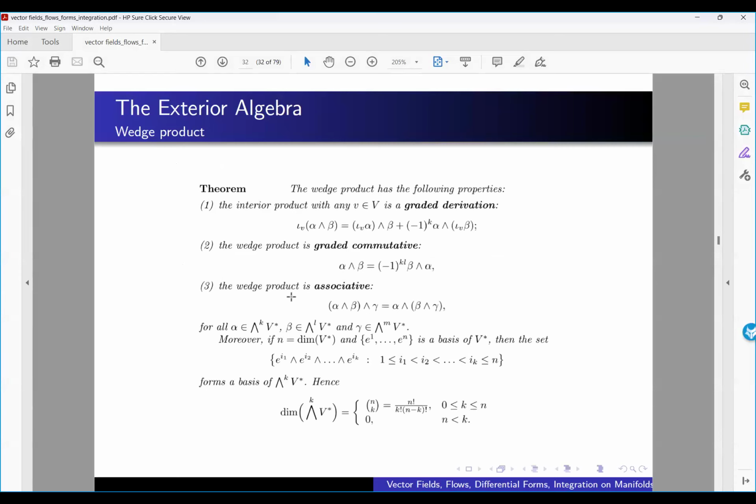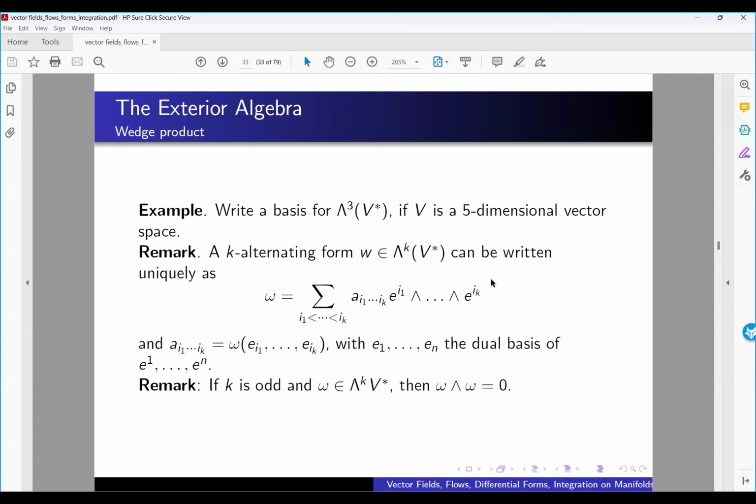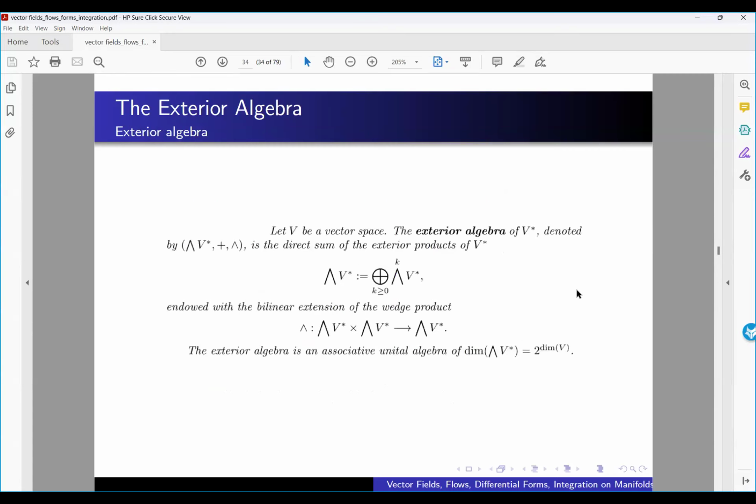So omega wedge omega will be (-1)^{k squared} omega wedge omega, but k being odd, this will be negative, so we'll have omega wedge omega equals minus omega wedge omega, which turns into omega wedge omega equals 0. Right, now we have this. So we did this, then this.